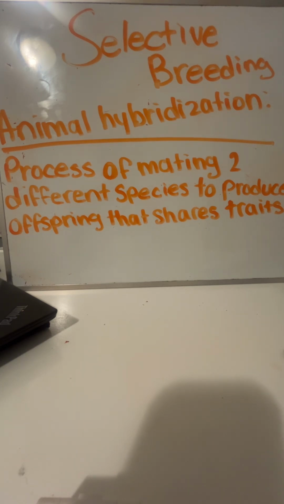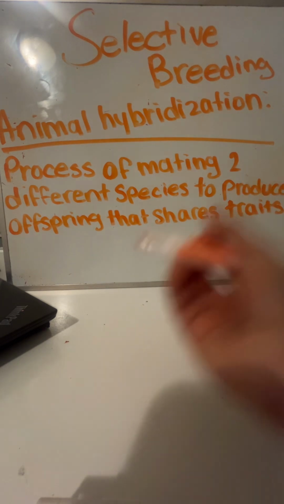And for inbreeding, one thing I forgot to say is that there are very many health problems. It causes a lot of health problems because there is a lack of genetic diversity since you're mixing family organisms together. Now for animal hybridization, one problem will be that it's not always fertile.